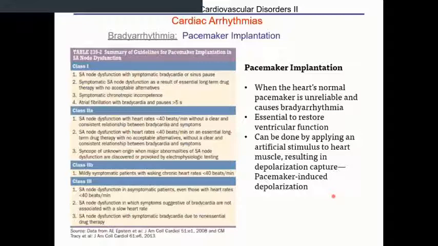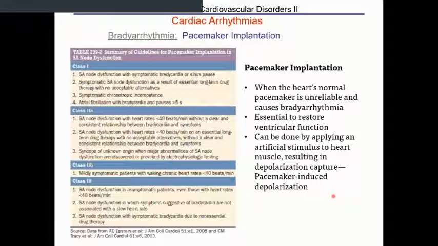And for class 2A, these are also the indications: SA node dysfunction with heart rate less than 40 beats per minute without a clear, consistent relationship between bradycardia and symptoms. If you have SA node dysfunction with heart rate less than 40 beats per minute on essential long-term drug therapy with no acceptable alternatives. If you have syncope of unknown origin, when major abnormalities of SA node dysfunction are discovered or provoked by electrophysiologic testing.